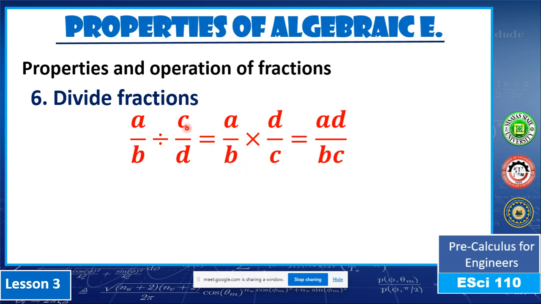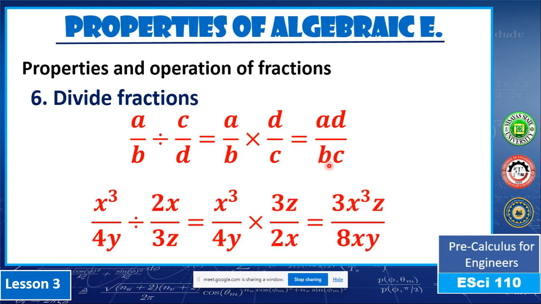So take the reciprocal of C over D. So you have D over C. And then proceed to multiplication. So multiply numerator, AD, and then multiply the denominator, BC. So you have AD over BC. So ganun lang pag-divide ng fraction. So take note. And then simplify if there is a reason to simplify.